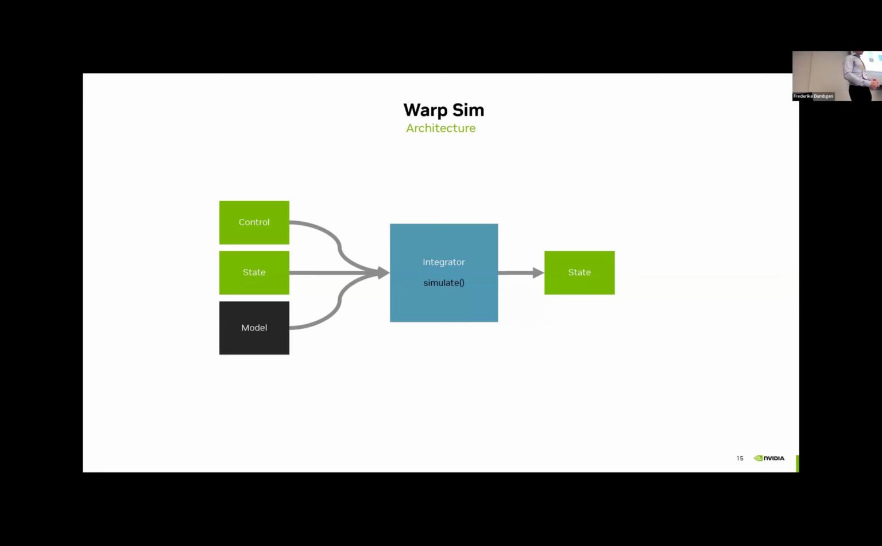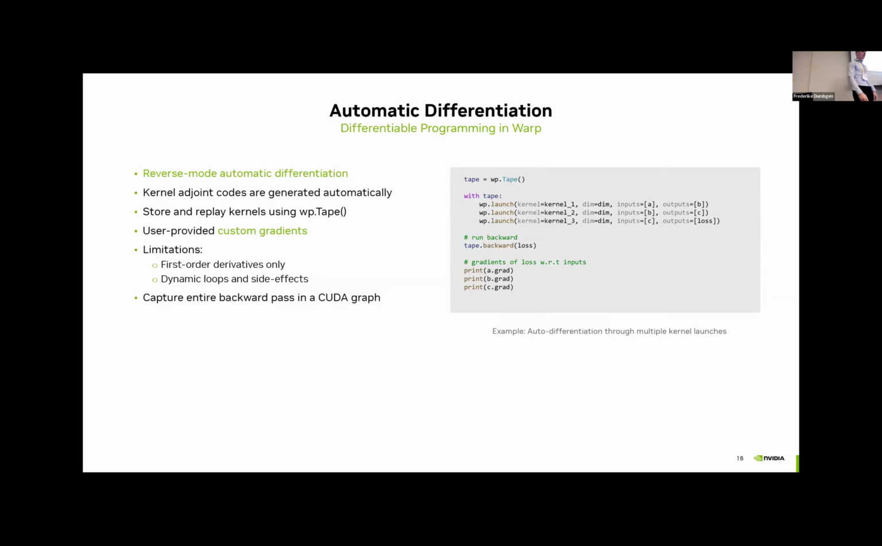Then we have our integrator that has a simulate function, and then you get the next state out of it. It will be computed. And this whole process inside simulate is differentiable, including the contact handling. So we can use automatic differentiation for this. And in Warp, this is really explicit. When you want to compute gradients, you need to allocate this Warp tape, and this will allow you to record these operations. So when you call kernels, like using wp.launch, then these launches will get captured on the tape.